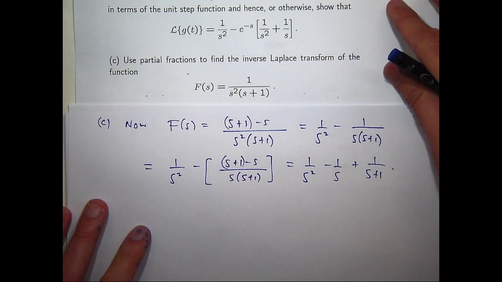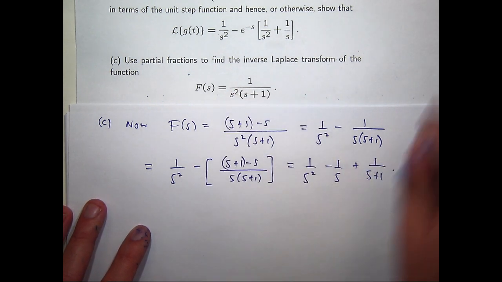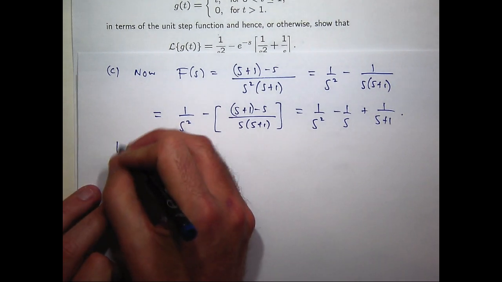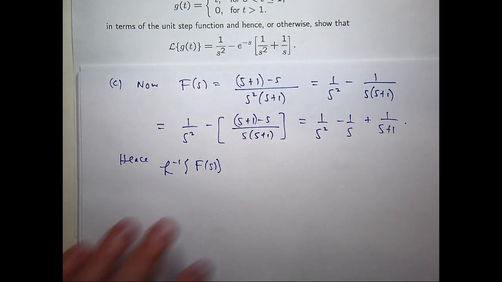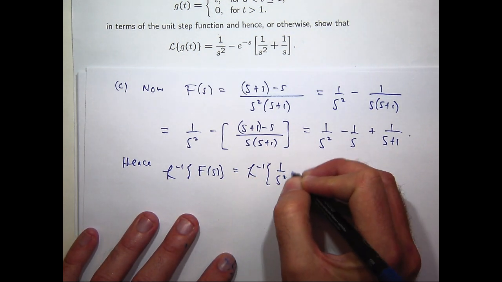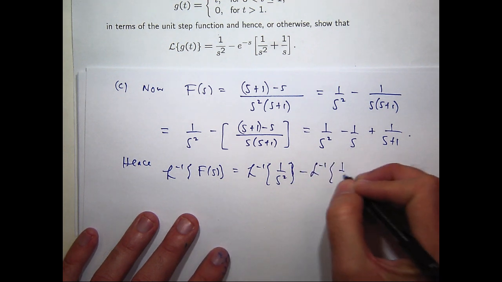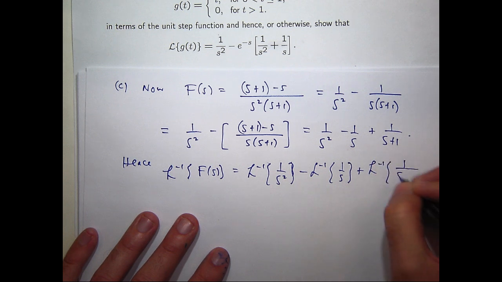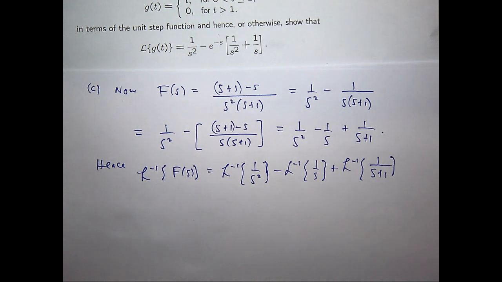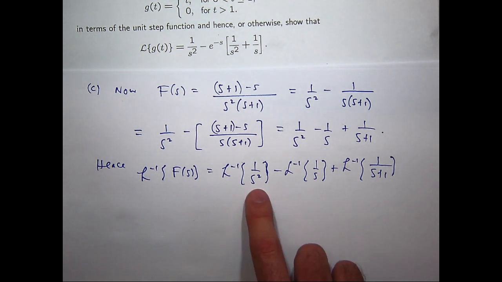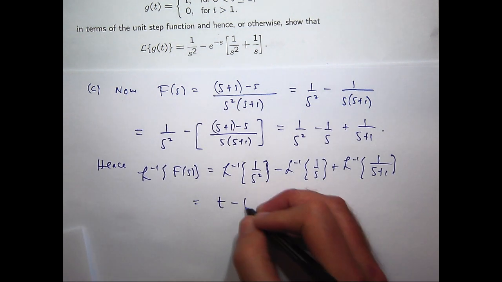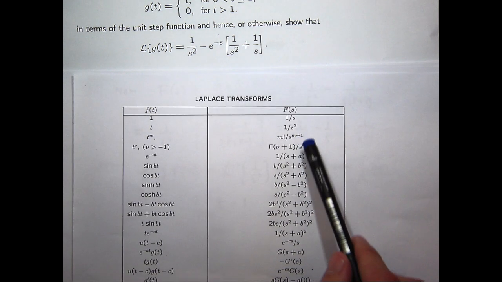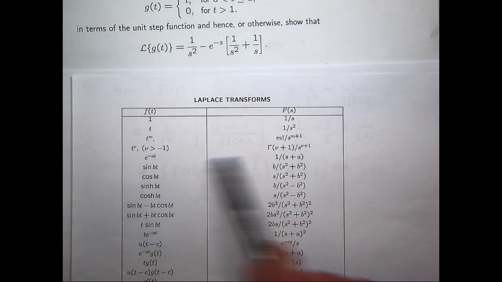Okay, so let's calculate the inverse transform of these three parts. Now again, the inverse transform is a linear operator. So we can split these things up and calculate the three inverse transforms individually. So, the inverse transform of 1 on s squared, it's going to be t. The inverse transform of 1 on s, well, that's the first one. It's going to be 1. And the inverse transform of 1 on s plus 1, that's here with a equals 1. It's going to be e to the minus t.